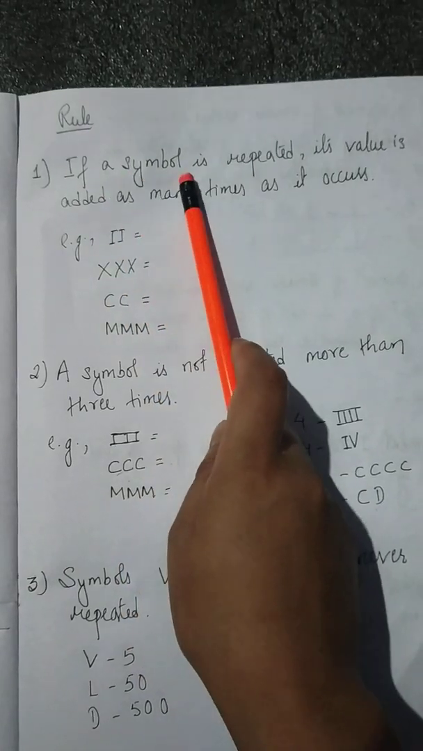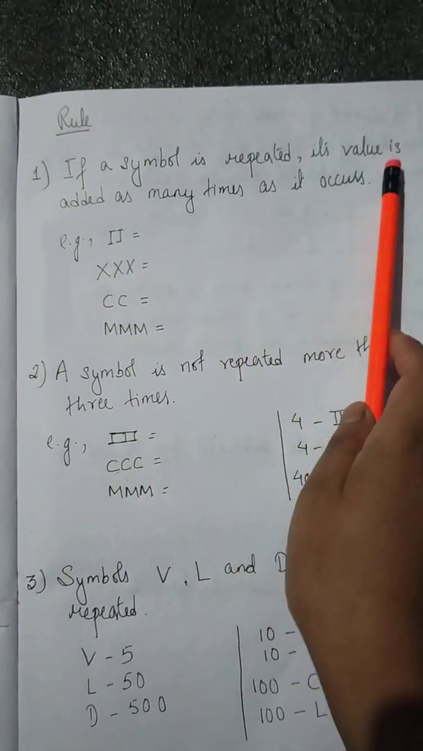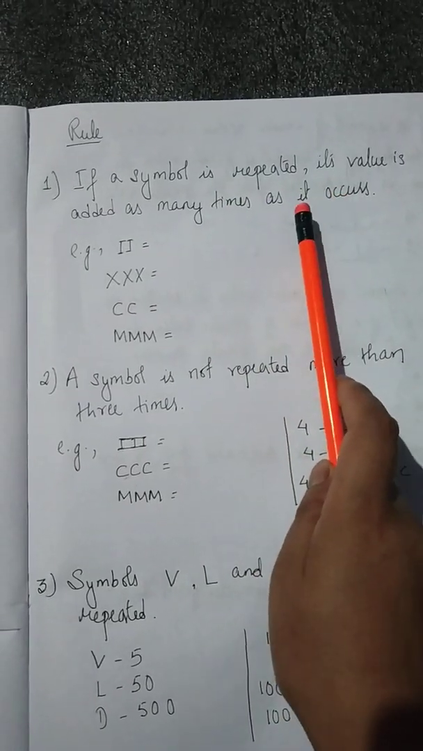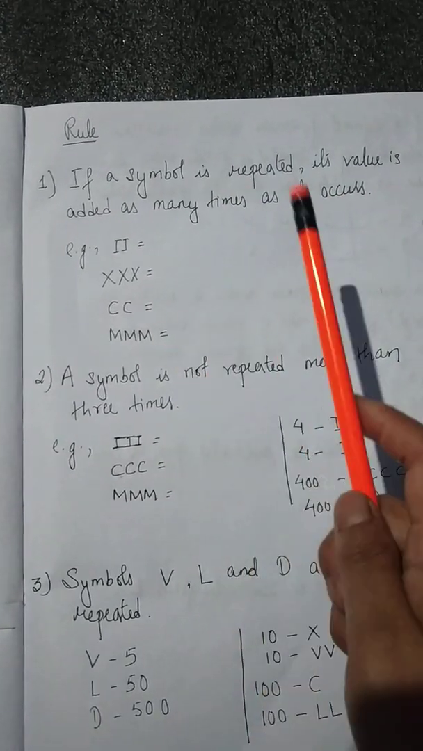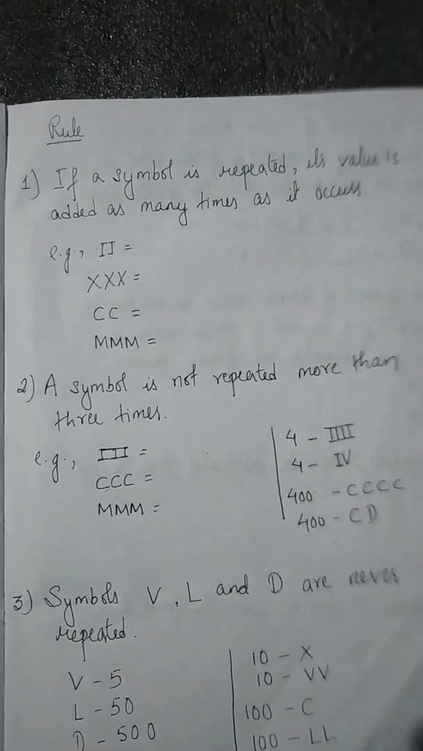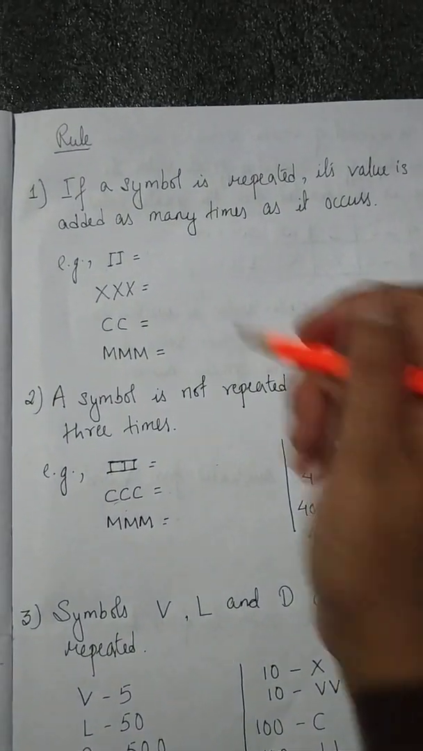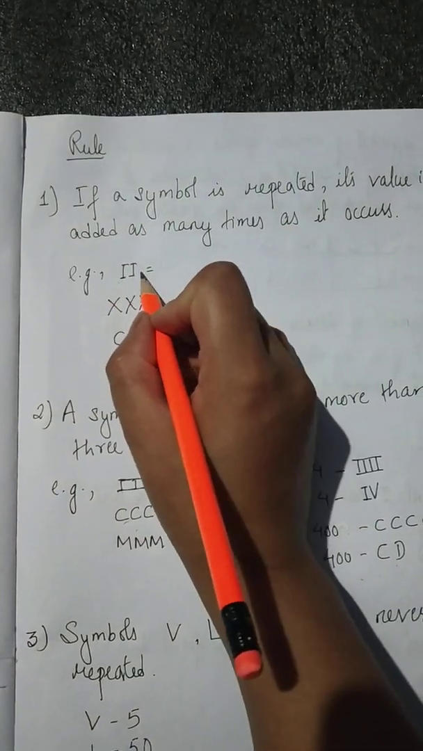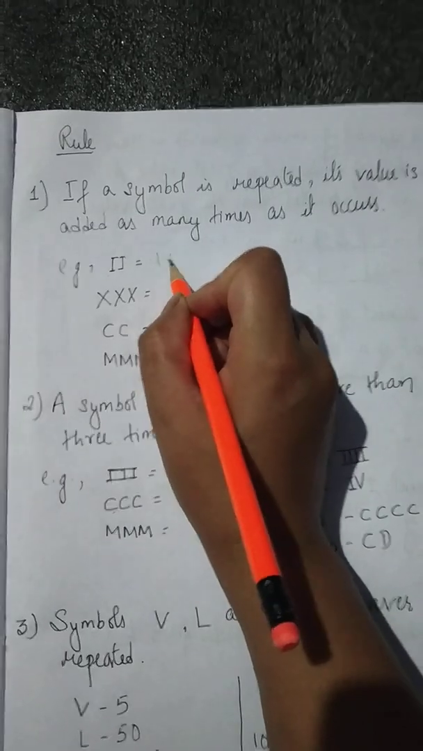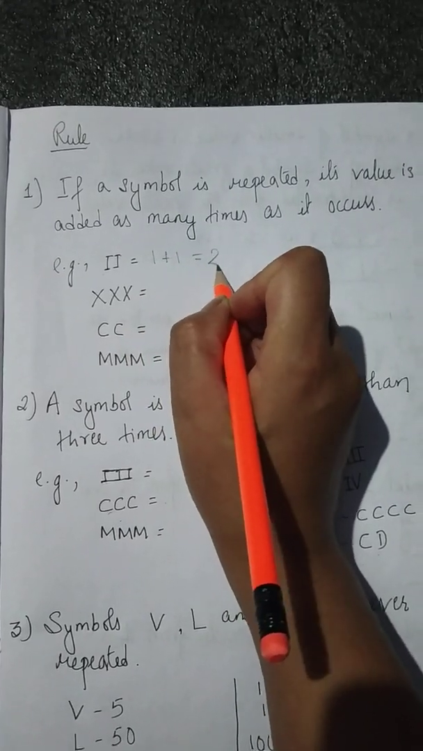if a symbol is repeated, its value is added as many times as it occurs. It means if the symbol is repeating, then we have to add the values. So here I, and I is for 1. So 1, how many times? 2 times. So 1 plus 1 gives you 2.